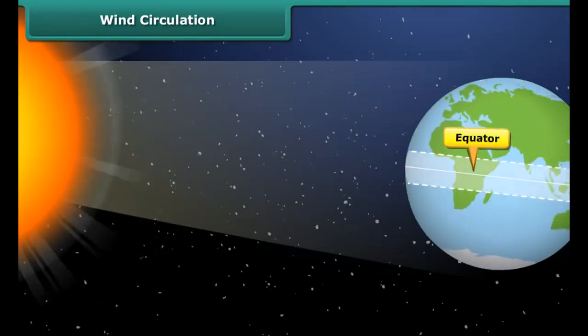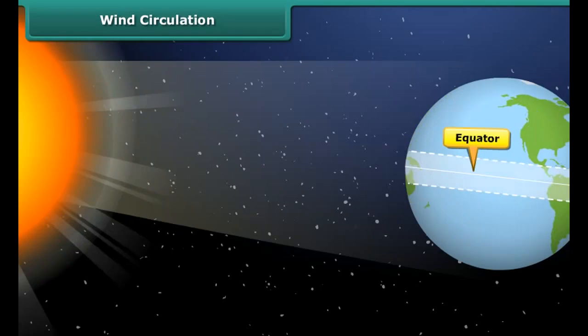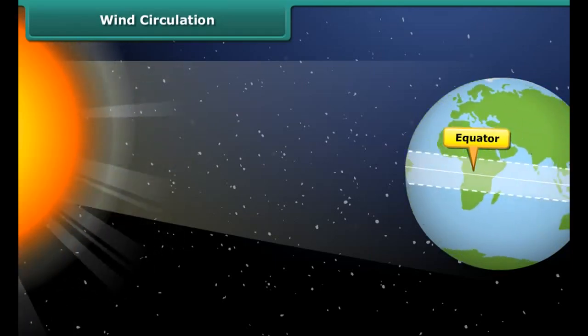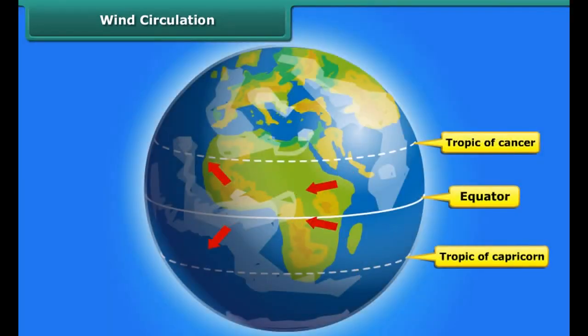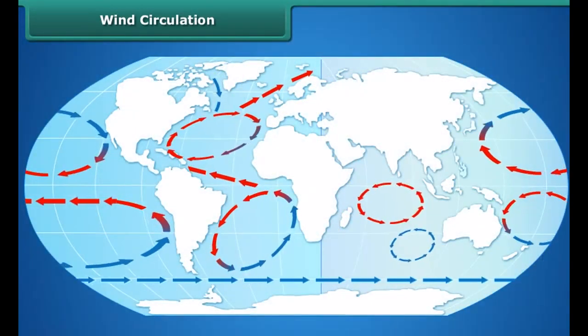The equator is the region which receives maximum heat from the sun compared to the polar regions. The air in these regions gets warm. The warmer air rises up and the colder air coming from the polar regions moves in to fill the empty space. This is how wind circulation is set up from the poles to the warmer latitudes.